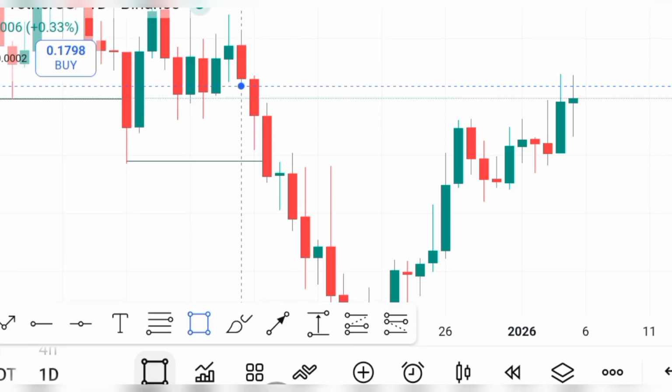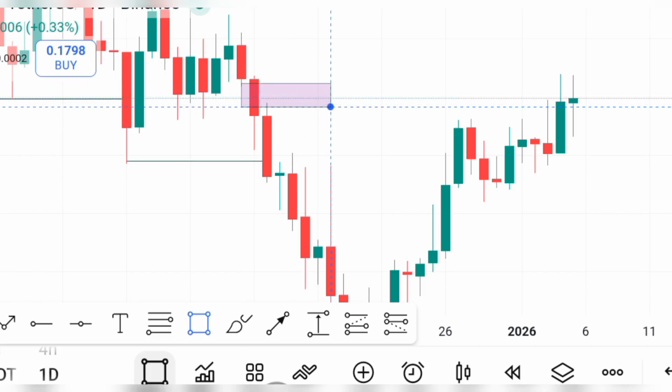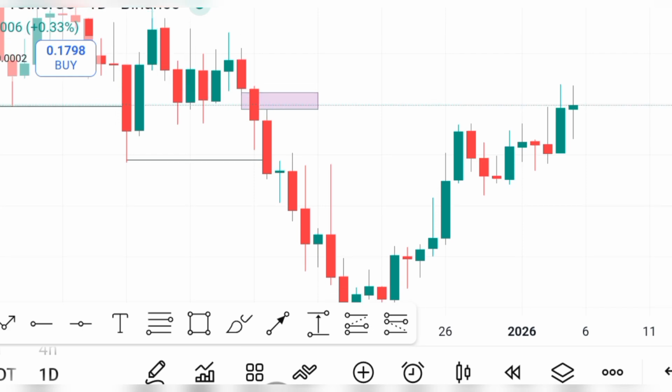So when the market leaves an imbalance unmitigated, because when you see this one, the market actually didn't come back to it. It didn't come back to mitigate it. So you just leave it. It kept on moving down with other fair value gaps.